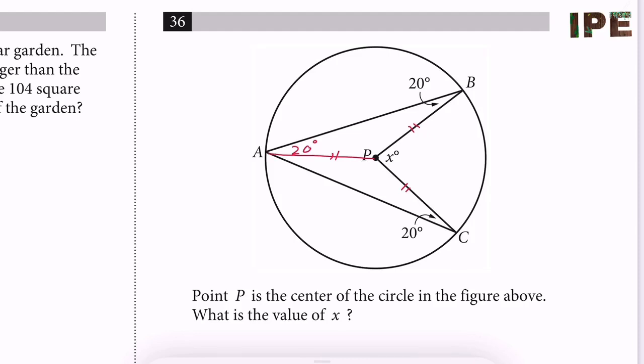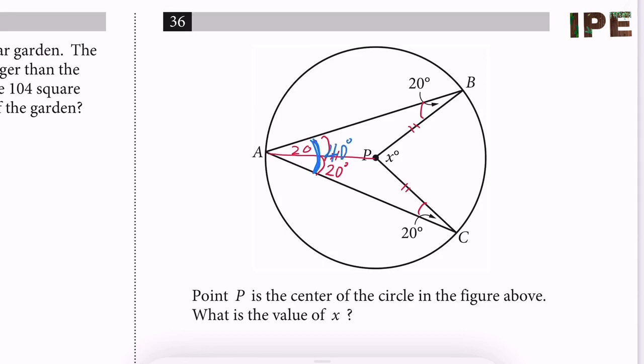So these two triangles are isosceles triangles, so the base angles are congruent. So this is 20 degrees, 20 degrees. This angle is 20 degrees, 20 degrees. So this angle A, what is this angle? 20 plus 20 is what?